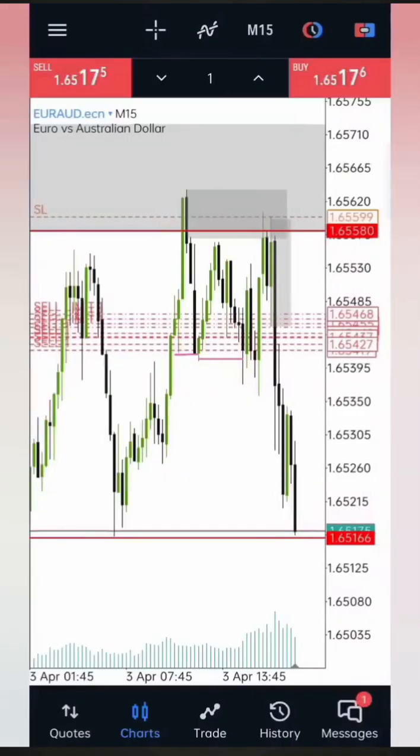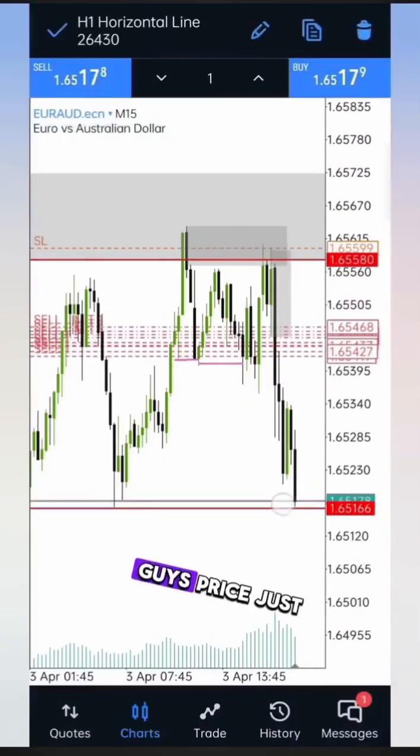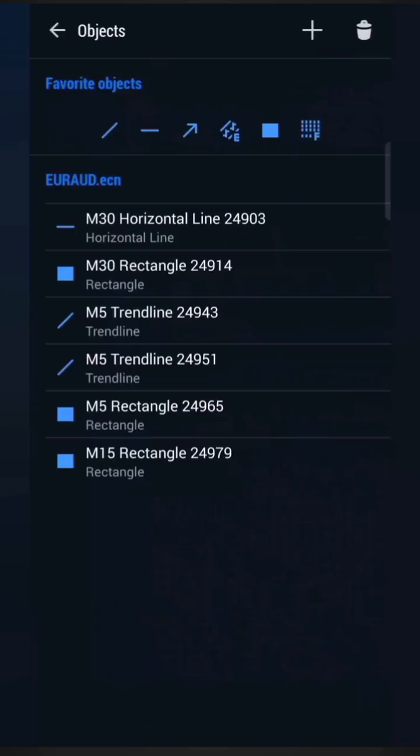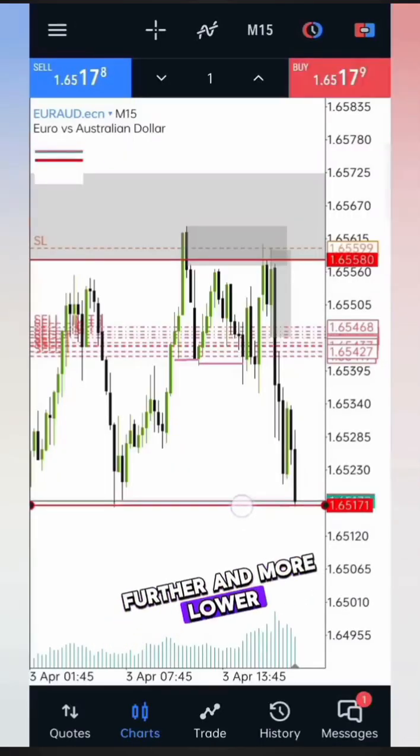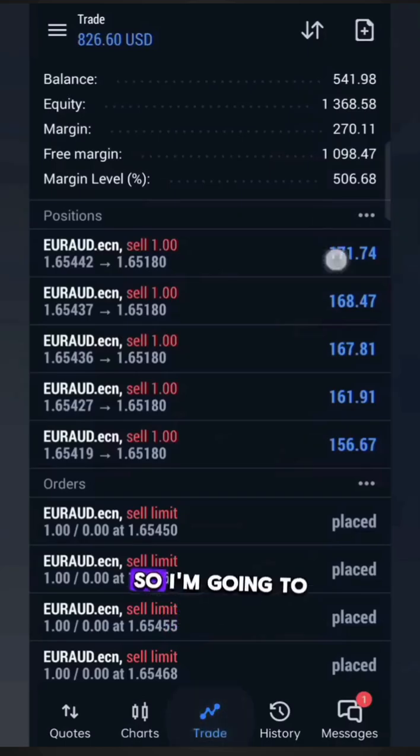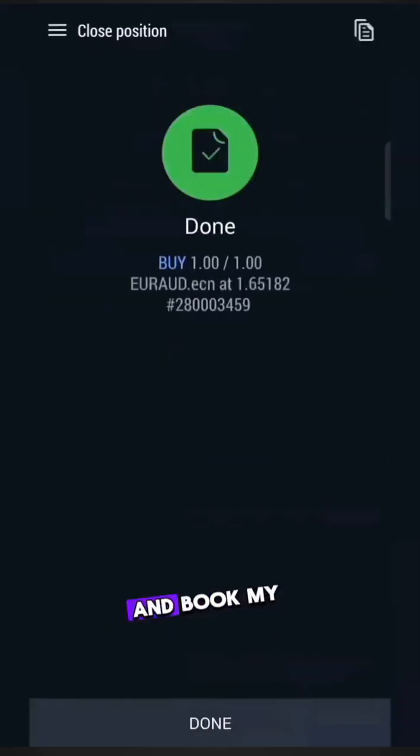A few moments later. Guys, price just met our first profit target zone. You know, it will fall further, and go lower, but my method has specific rules, so I'm going to close all of my open orders, and take my profits.